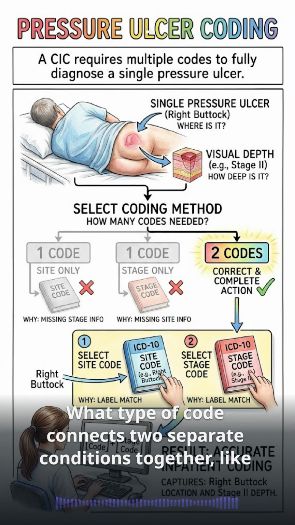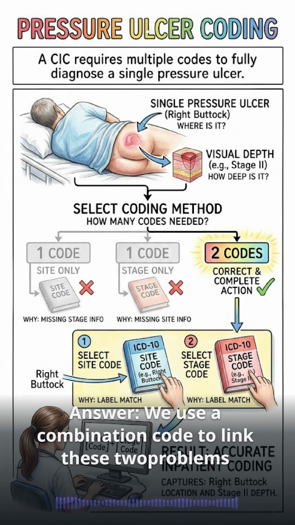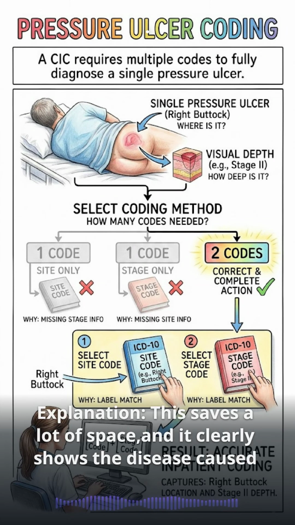24. What type of code connects two separate conditions together, like having diabetes and kidney disease simultaneously? We use a combination code to link these two problems together under a single code number. This saves a lot of space, and it clearly shows the disease caused the organ failure.